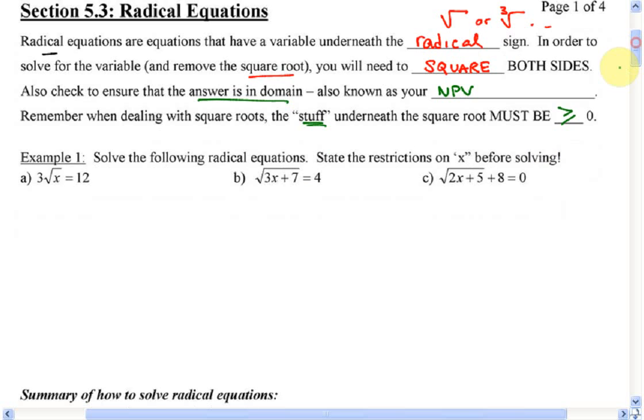Now, let's take a look here. If I asked you to quickly find the domain or your restrictions, what's your restriction in this case? Well, you have an x underneath the square root, so therefore x must be greater than or equal to 0. Good.